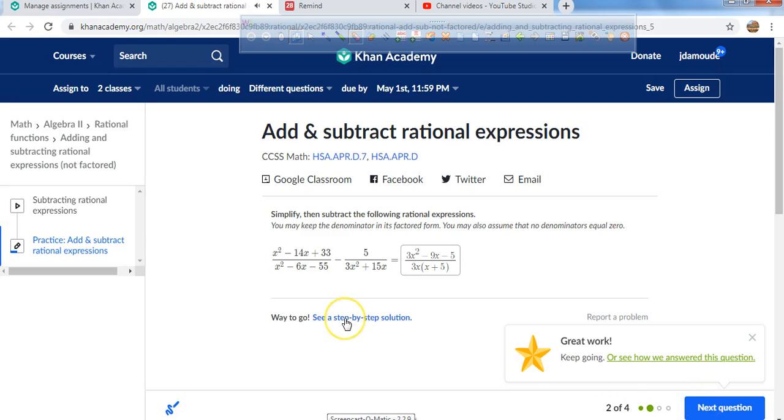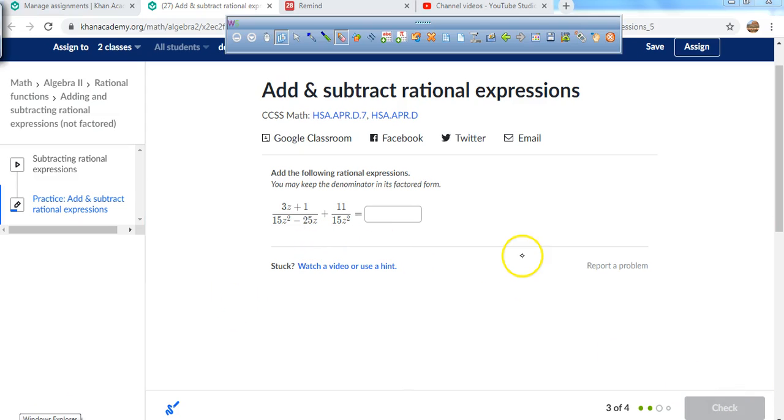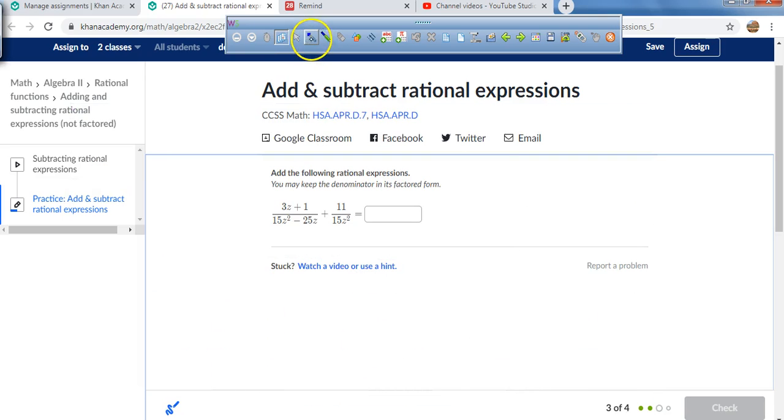If you mess up, you can see the step-by-step solution and see where you made a mistake. Let's go ahead to the next one. All right, let's add these together. This one's going to be a heck of a lot easier than the last one. Whoa, that was ugly. Here we go.